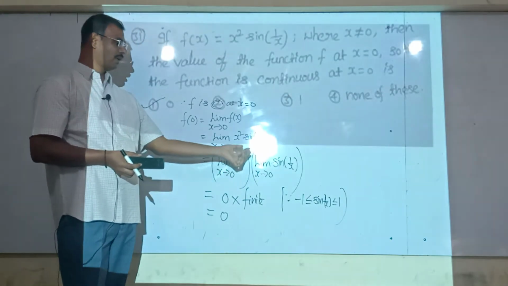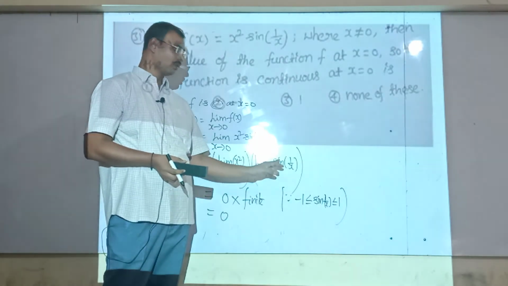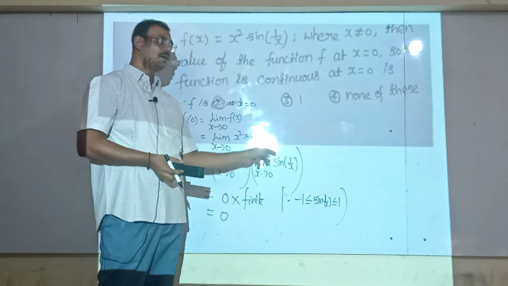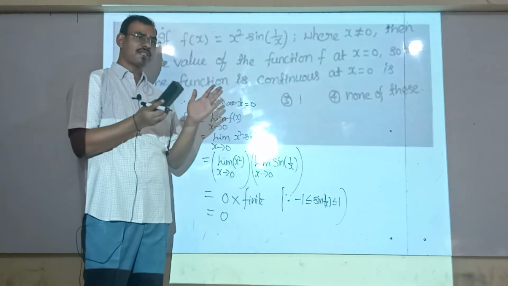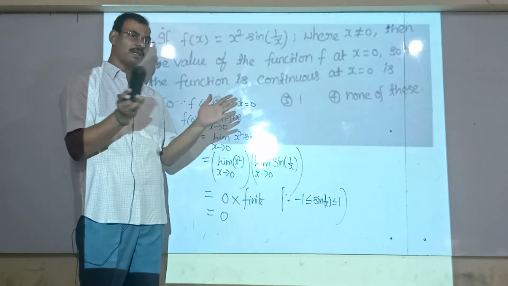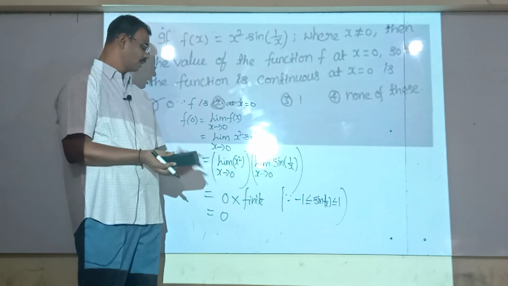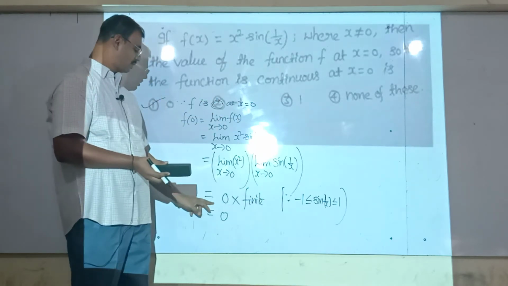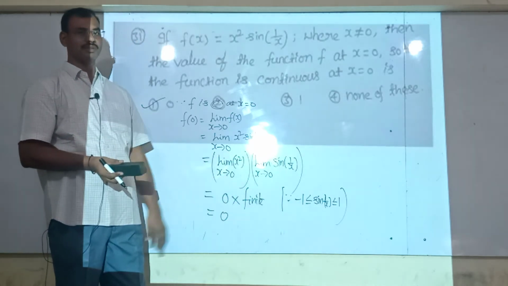Many people here make this mistake. Don't do that. This oscillates and lies between a maximum value of 1 and a minimum of -1. So it is a finite number, a bounded value. So 0 into a finite number is always 0.